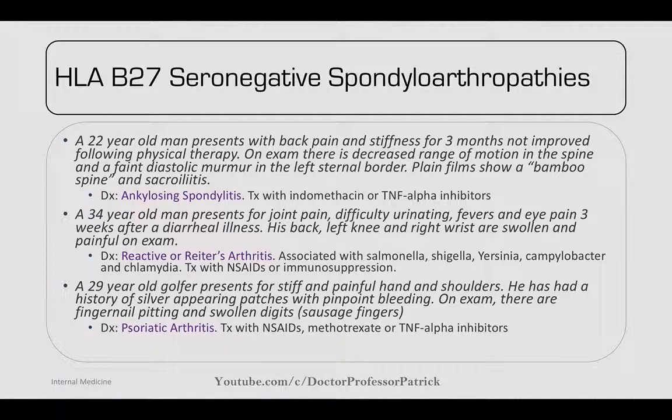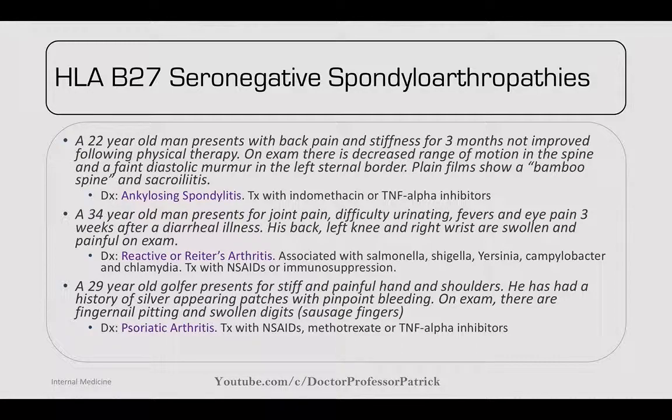Next is a 34-year-old man who presents with joint pain, difficulty urinating, fevers, and eye pain 3 weeks after a diarrheal illness. His back, left knee, and right wrist are swollen and painful on exam. So this is a polyarthropathy caused by reactive or Reiter's arthritis. It's associated with Salmonella, Shigella, Yersinia, Campylobacter, and chlamydial infections. You can treat this with NSAIDs and immunosuppressant agents.